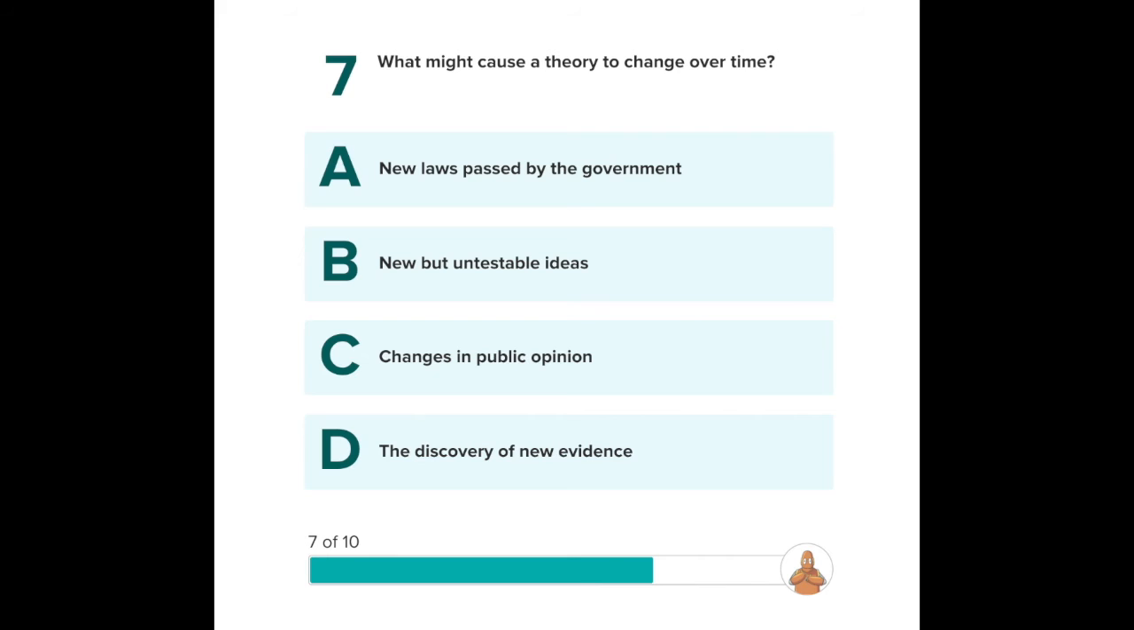Number 7, what might cause a theory to change over time? A, new law passed by the government. B, new but untestable ideas. C, changes in public opinion. Or D, the discovery of new evidence. The answer is D, the discovery of new evidence. As we have more evidence and also as we have more advanced tools, we are able to do experiments that we couldn't do before, so we are able to disprove theories.